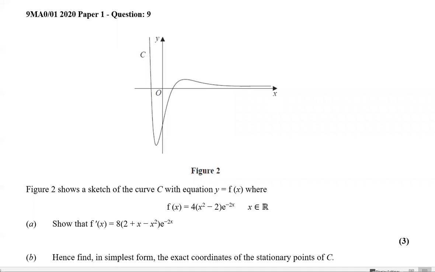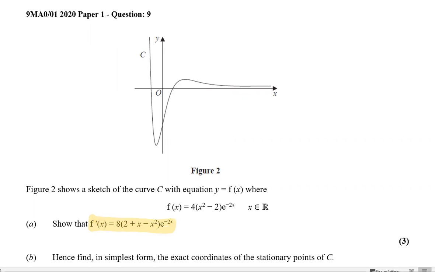Okay, so question 8 from the trial exam was actually question 9 from paper 1 2020. We've got the function and the sketch, and our first task is to differentiate the function and show that it can be written in this form. So let's have a look at the function.